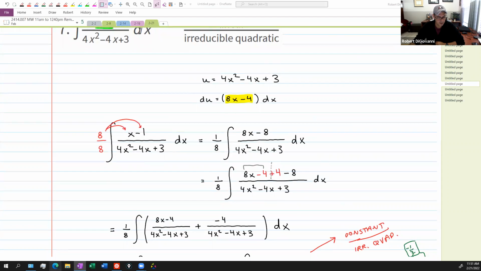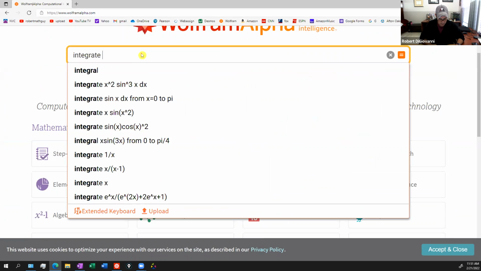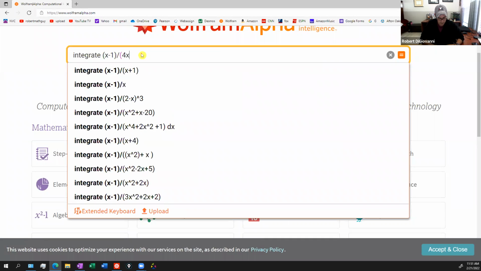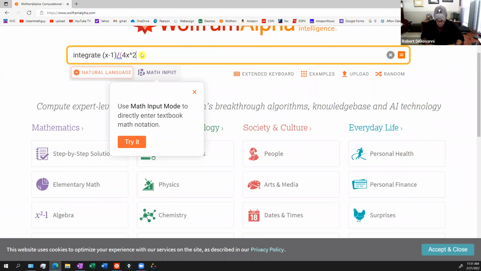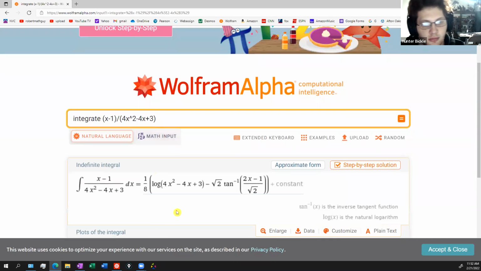Okay, so I'm curious here. I'm gonna go to Wolfram. I want to see what Wolfram gives us on this one. So we want to integrate. It was x minus 1, right, over 4x squared minus 4x, was it plus 3, I believe? Yeah, +3. Okay, let's see what we got here.